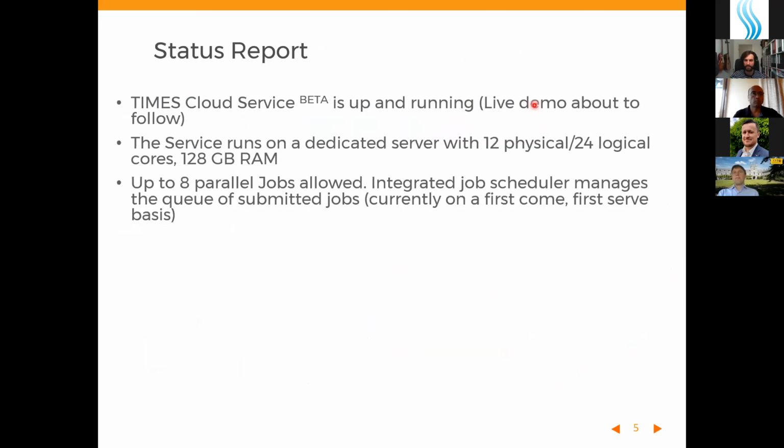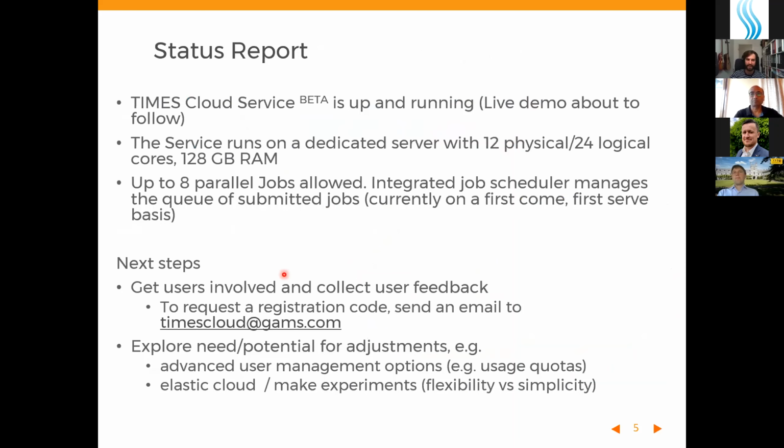So to summarize the current status, the service is up and running. The underlying hardware is a dedicated server as agreed on in the proposal, and currently up to 8 jobs can be executed in parallel. Now, what are the next steps?